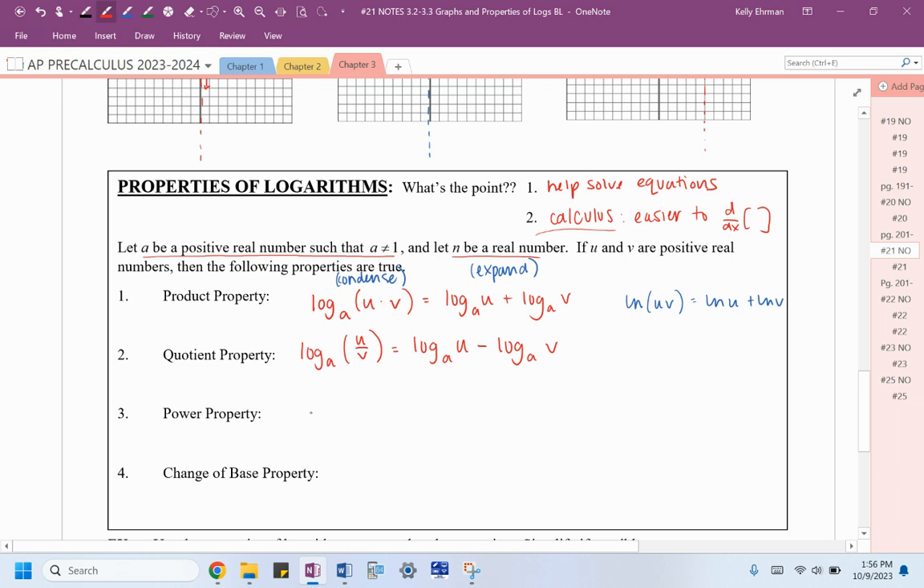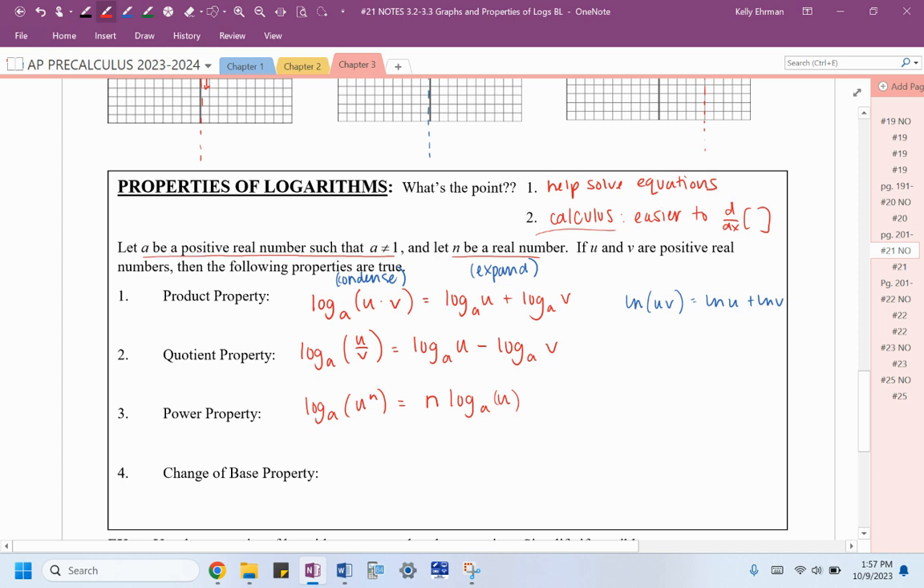What's the power property? If we have the log base A of U to the n power, remember if you raise a power to a power, you multiply your exponents. So you can say that's n times the log base A of U. You can multiply the n out in front.